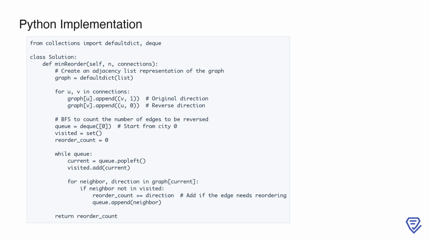The algorithm continues until all reachable nodes have been processed. The result is the total number of roads that need to be reordered, as determined by the reorder_count variable. This approach is efficient, with a time complexity of O(n), where n is the number of cities, since every node and edge is processed exactly once. The space complexity is O(n) for the graph representation and BFS data structures.